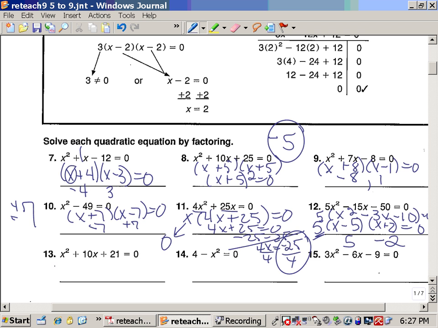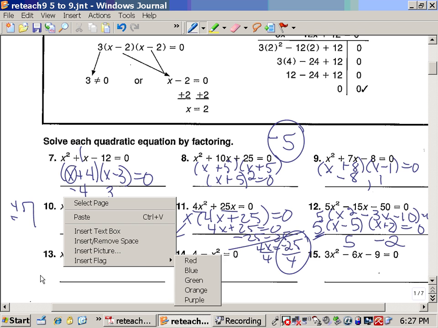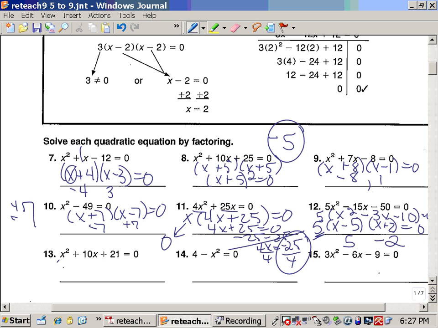Number 13, two things that multiply to give me 21 and add to give me 10 would be x plus 7 and x plus 3. The first solution is negative 7 and the second is negative 3.